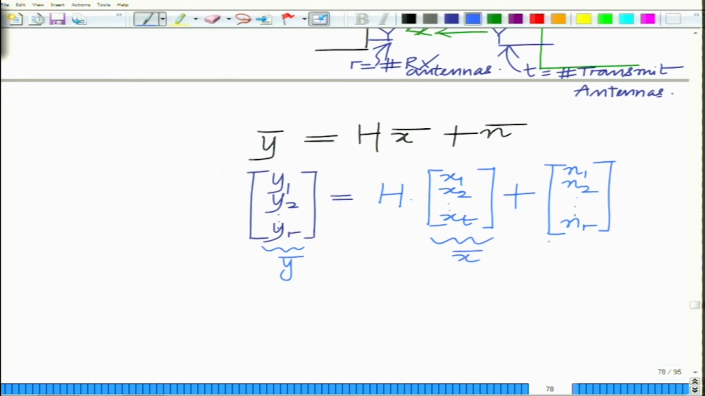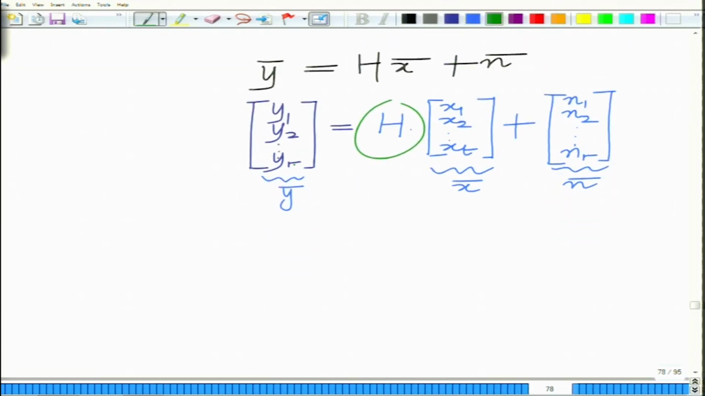So this is your vector y bar, which comprises your R received symbols. This is your vector x bar, this is your vector n bar, and this is the MIMO channel matrix H, which you can see relates an R received symbol vector to a transmit symbol vector x bar of dimension T. So this has to be naturally of dimension R cross T, where R is the number of receive antennas and T is the number of transmit antennas. So this is an R cross T MIMO channel matrix.